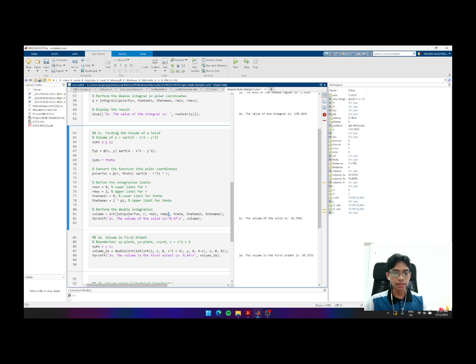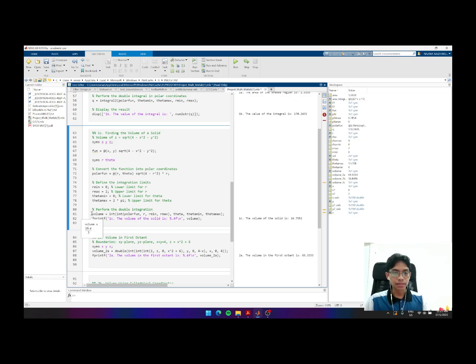And then after we integrate this equation, we will get the answer, and then we will integrate one more time. But this time, it will be with respect to theta, from theta minimum, which is 0, until 2 pi, the theta maximum.